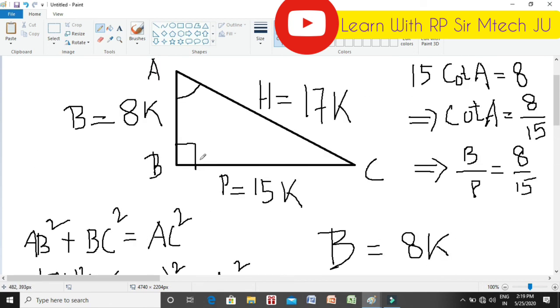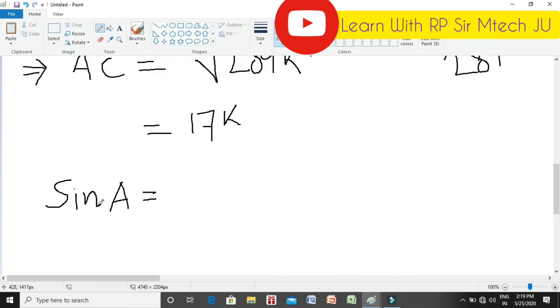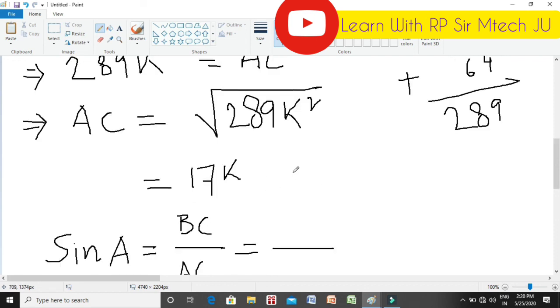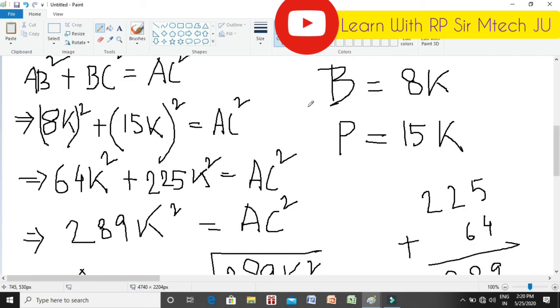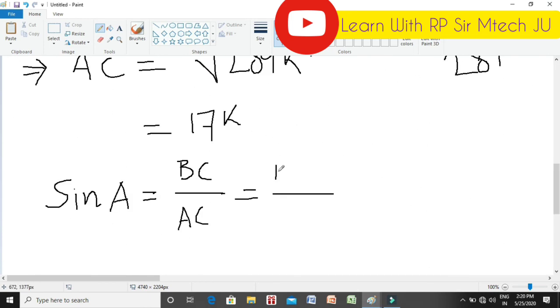So what is the perpendicular here? This is BC and hypotenuse is AC. So BC by AC. BC is 15k and hypotenuse is 17k. So 15k by 17k. So finally the ratio comes as 15 by 17.